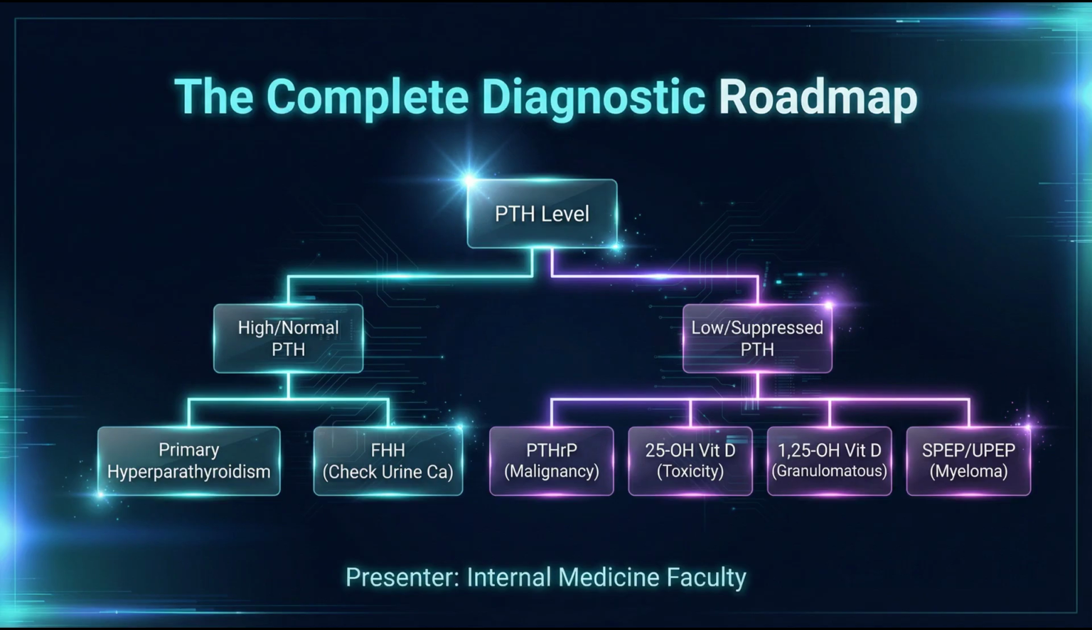If PTH is low, measure PTH-RP to evaluate for humoral hypercalcemia of malignancy. Also check vitamin D metabolites, 25-hydroxyvitamin D for exogenous intake, and 1,25-dihydroxyvitamin D for granulomatous disease or lymphoma. This systematic approach will identify the cause in nearly all cases.